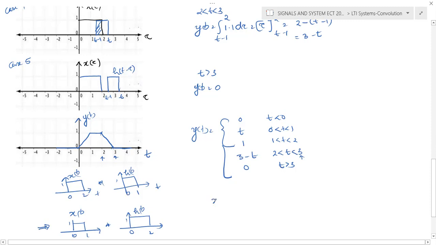So we can conclude one more thing. As a commutative property, x of t convolution h of t will be equal to h of t convolution x of t. So we get one more idea that convolution is a commutative process. If you observe the waveform, it will be clear. In both cases, you will get the same answer. Now we'll discuss another question.